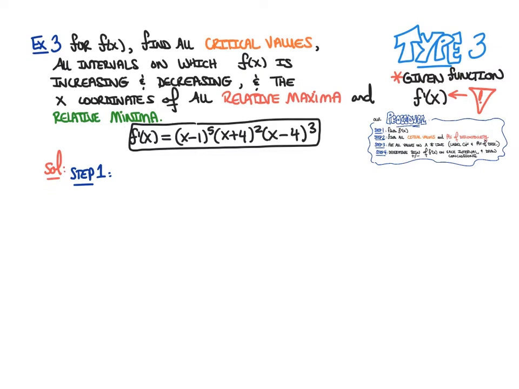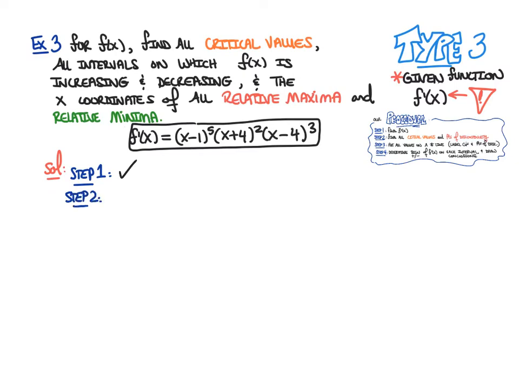In any case, let's do the same computations. So step 1 is to find f prime. Well, you already have f prime, so we are done. F prime is just given to us, okay? So this allows us to skip step 1. Sorry about that.